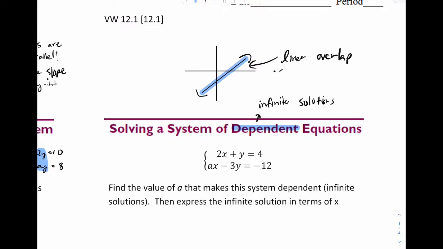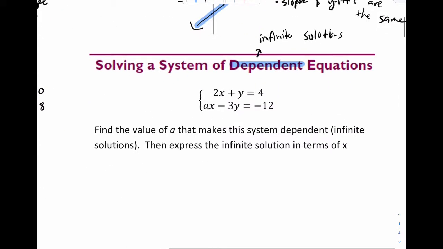Algebraically, that would mean the slope and y-intercepts are the same. So if we go to our first question here, find the value of A that makes the system dependent or infinite solutions, then express infinite solution in terms of x. Don't worry about this part, we'll do that part last.